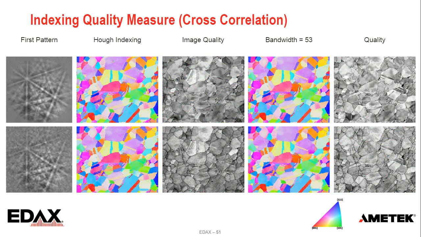And just like Hough indexing has a confidence index, or dictionary indexing has a normalized dot product, there is a confidence measure available for spherical indexing. That's what's shown on the right here, and in this case it has very good correlation with image quality.